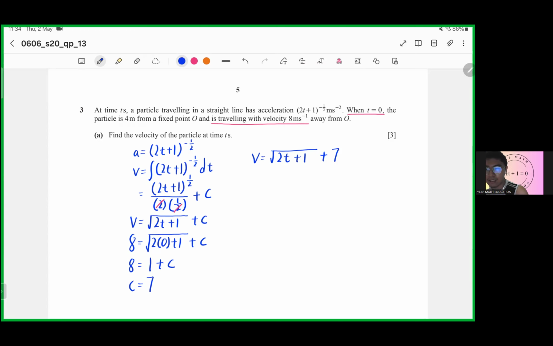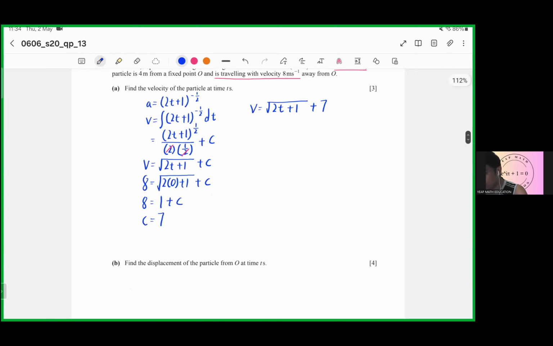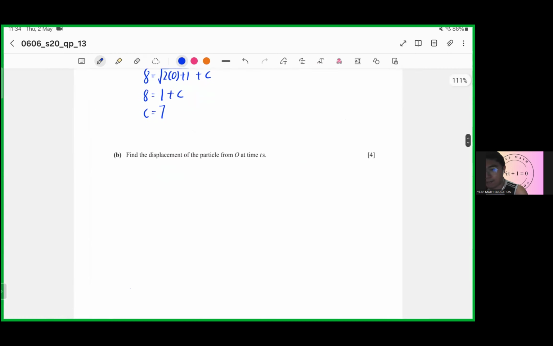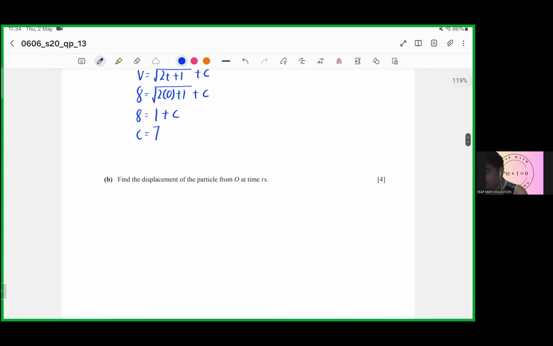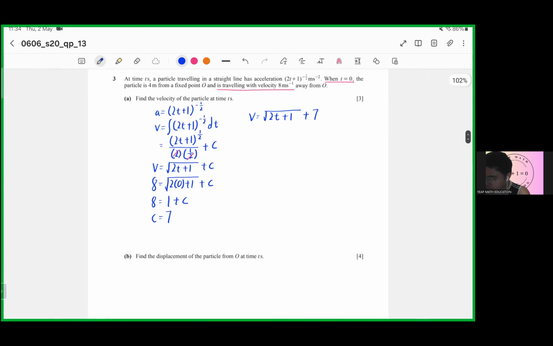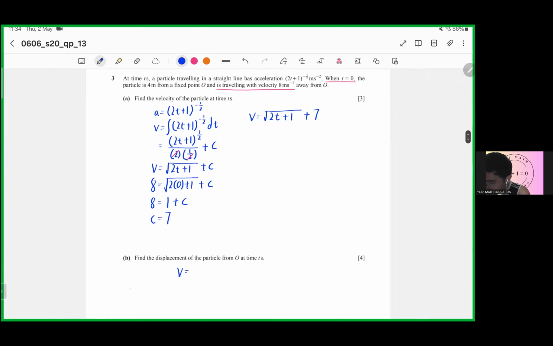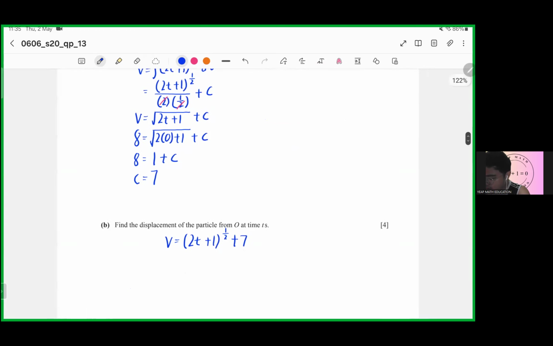Okay, after that, we look at question B. Find the displacement of the particle from O at time t seconds. So we just take back this equation for s. We need to integrate again. So the integral of 2t plus 1 to the power 1 over 2 plus 7 dt.